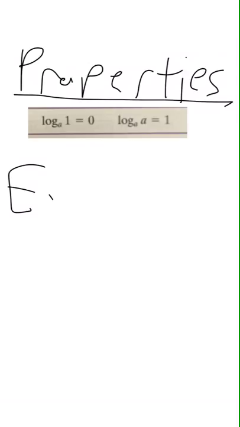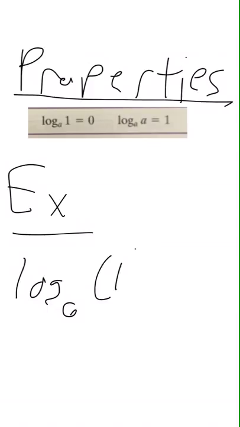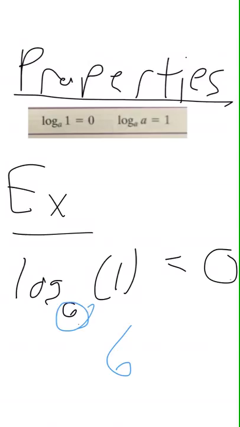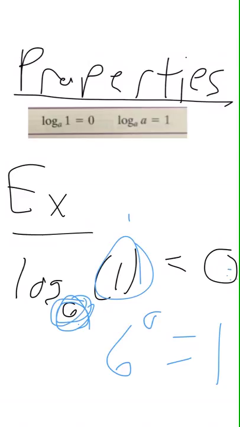So, for instance, if I gave you log base 6 of 1, you know that'd be 0, because if you were to write that as an exponential function, you'd take whatever the base is, raise it to a power of whatever the logarithm's equal to, which in this case is 0, and set it equal to the input, which is 1. And you know that anything, it doesn't matter what the base is, raised to a power of 0 is always equal to 1.